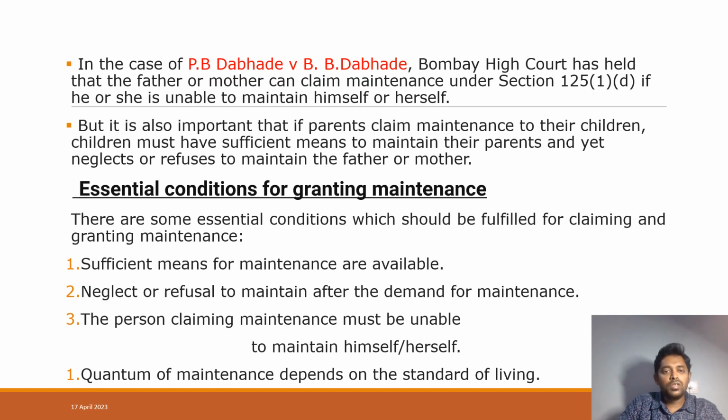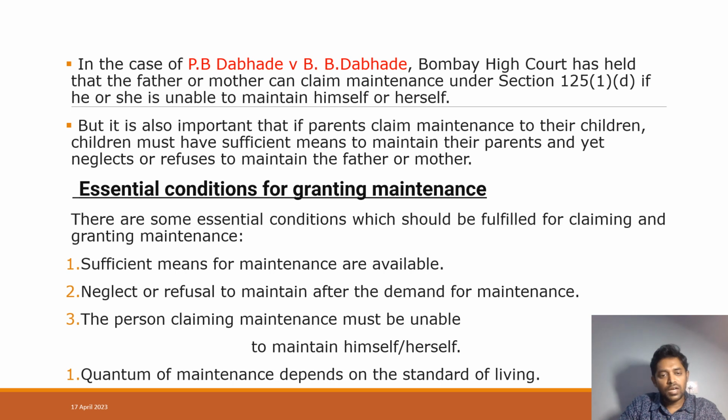In the case of PB Dabade versus BB Dabade, the Bombay High Court has held that the father or mother can claim maintenance under Section 125, Clause 1, Subsection D, if he or she is unable to maintain himself or herself. But it is also important that if parents claim maintenance from their children, the children must have sufficient means to maintain their parents and yet neglect or refuse to maintain the father or mother.